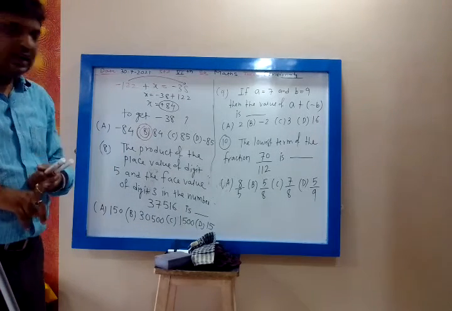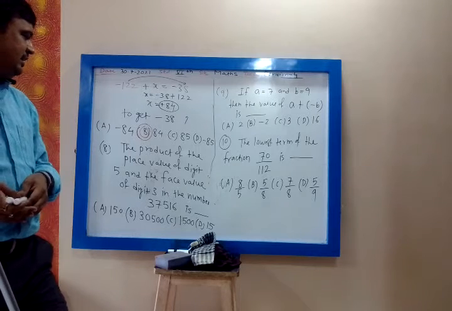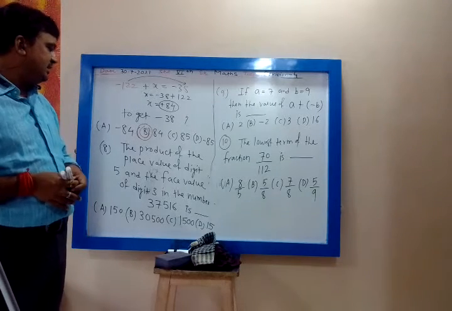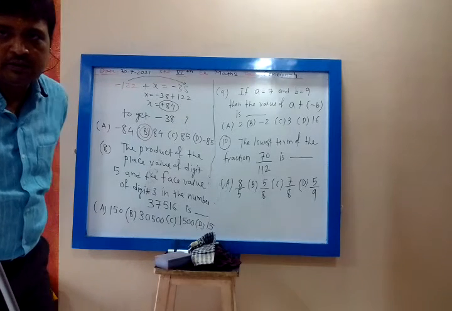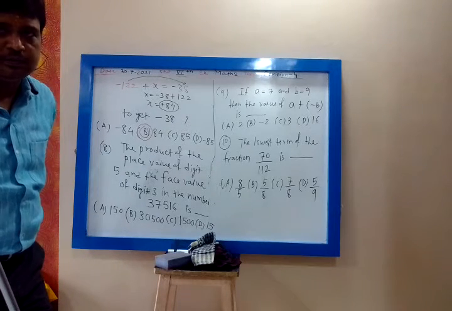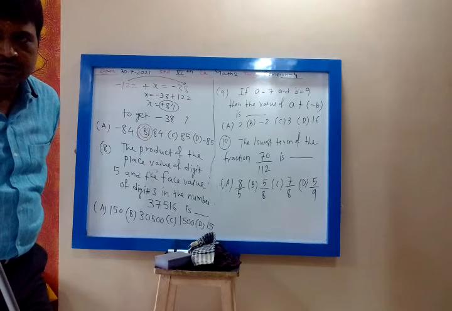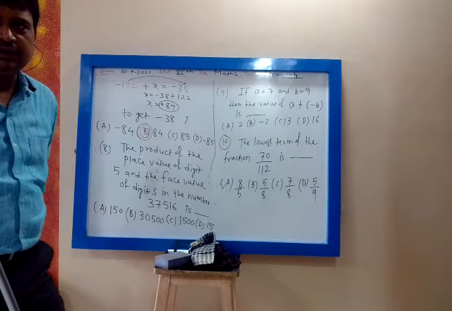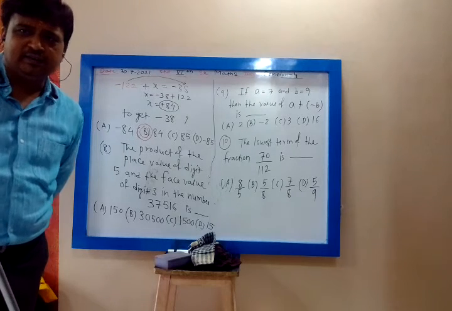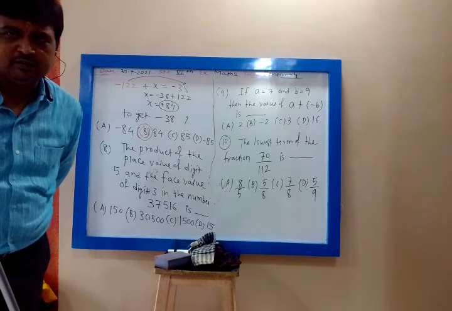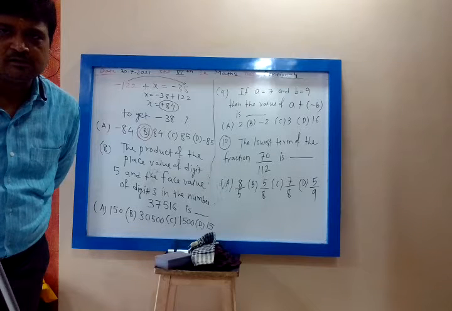Now start sending me the answer of 8th. The product of the place value of digit 5 and the face value of digit 3 in the number 37516 is. Start sending. C option, Pavitra C, Unnati Dubey C, Harsh C, Harsh Mistry C. Yes, start sending the answer. Gauri Sawan C, Tanmay C, Vamsi C.